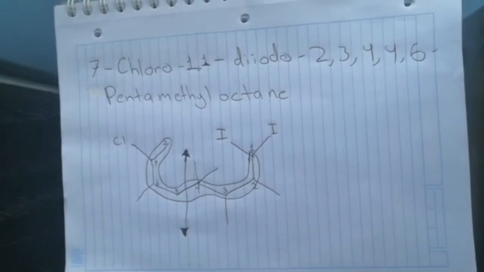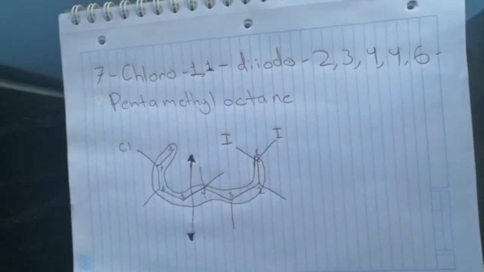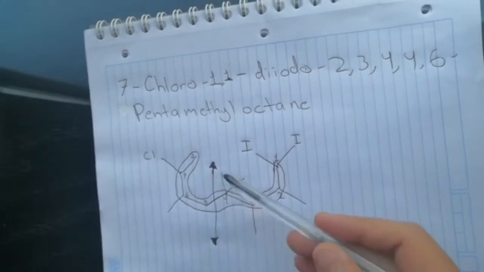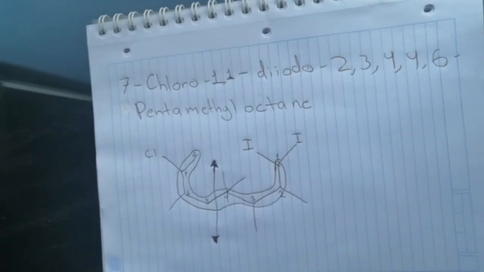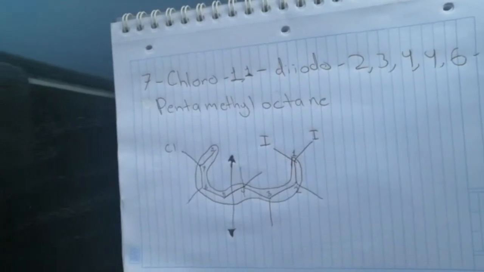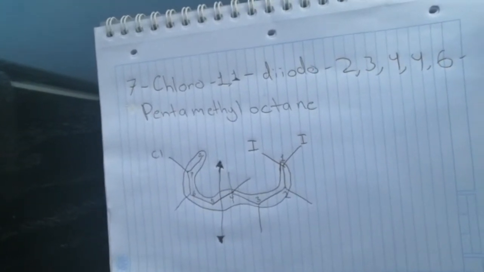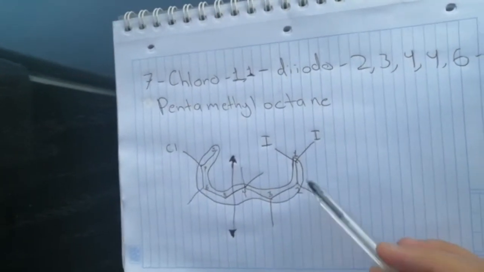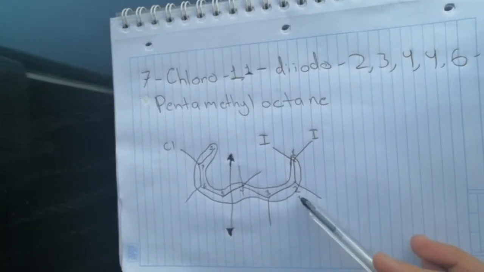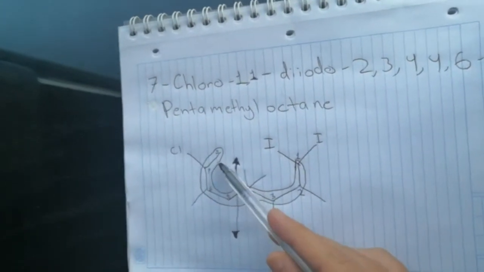Then, we need to identify the carbon number 1. For this part, we need to divide the molecule in 2, and then count the number of substituents in each side. In this case, we have 6 substituents in the right side, so the carbon number 1 is this one, and the 2 is this one, and so on, until number 8.